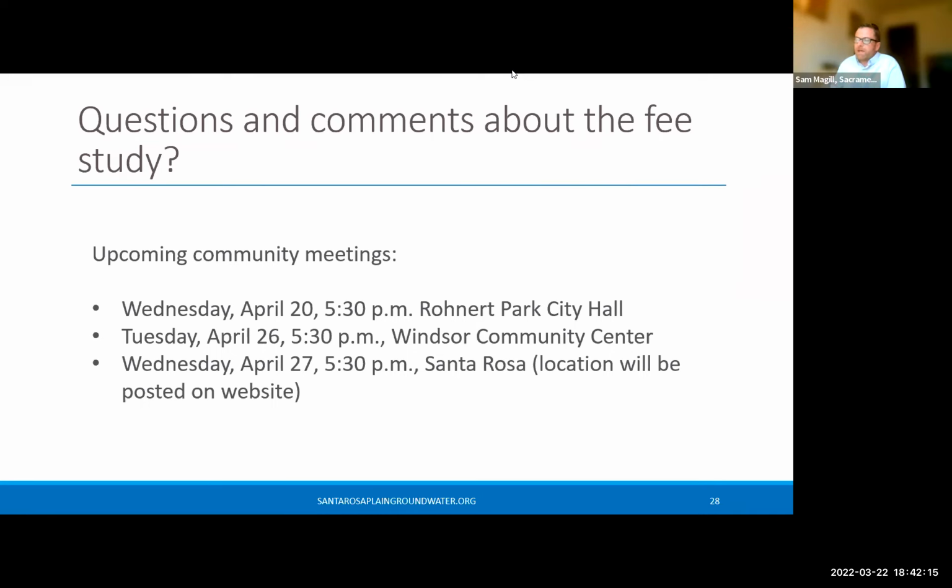One question: who is getting the fee? So the Santa Rosa Plain Groundwater Sustainability Agency would be receiving those fees. I'd certainly invite staff to provide any additional information on the question you see right at the bottom there.